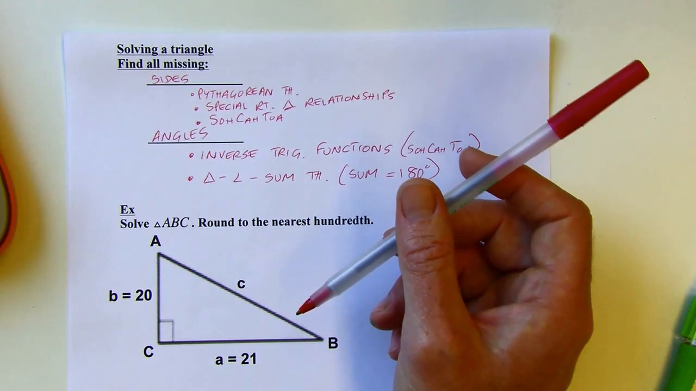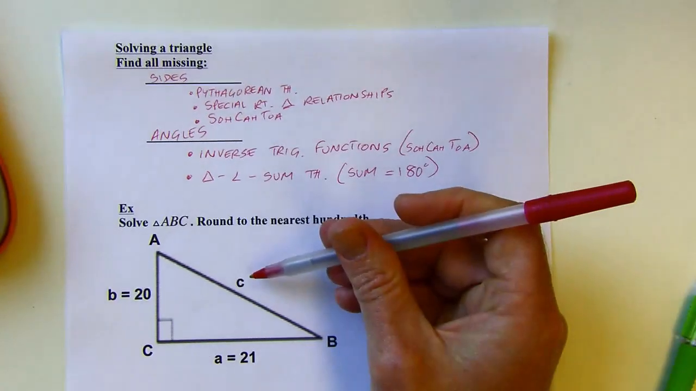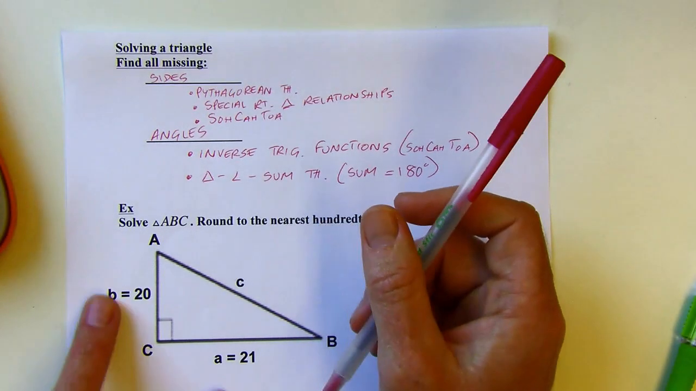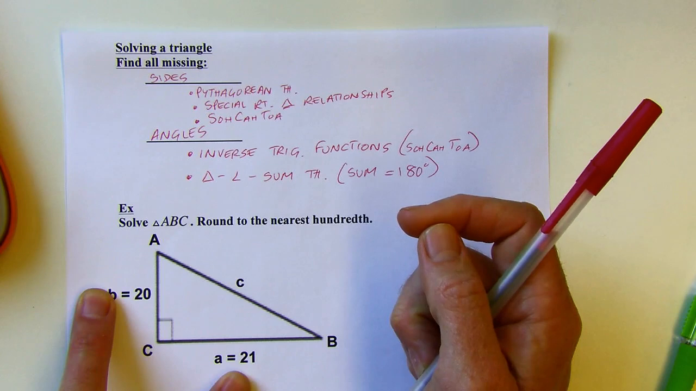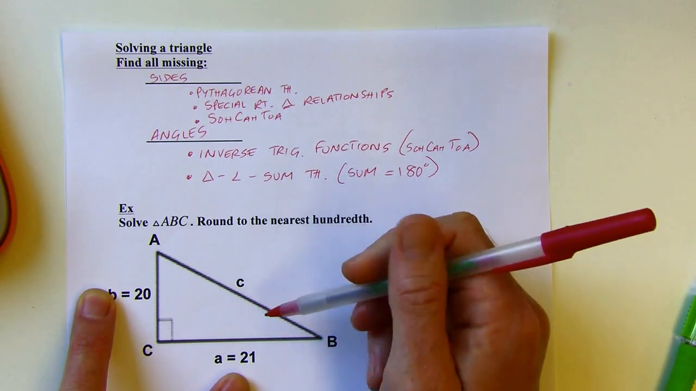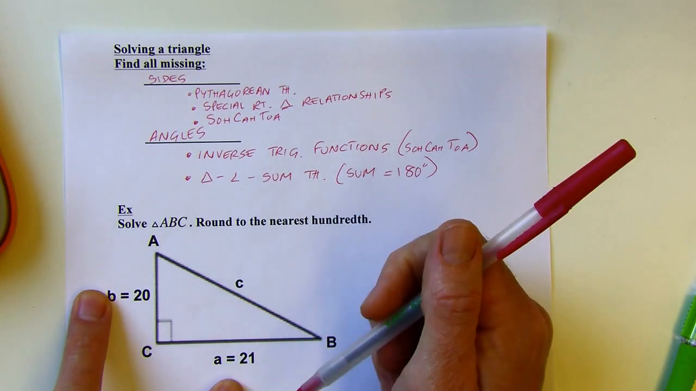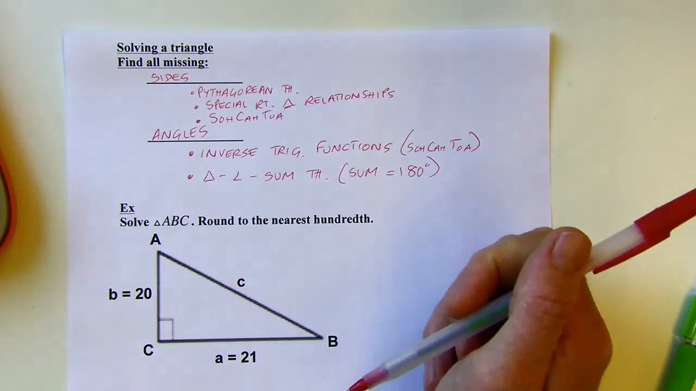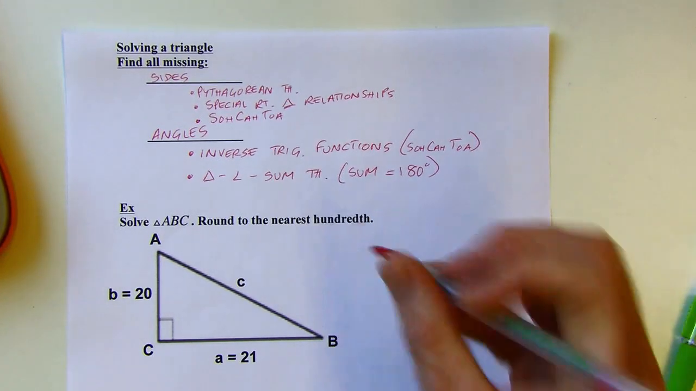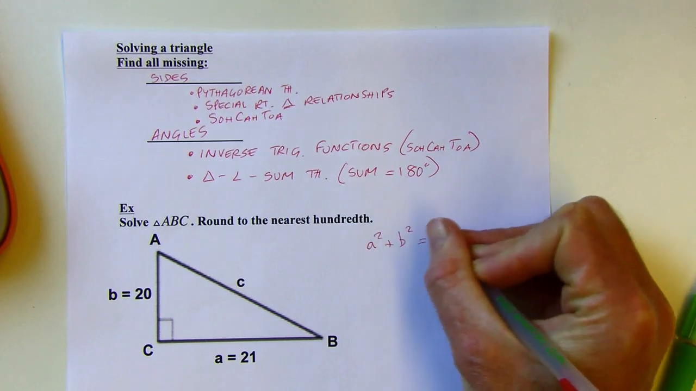Okay, so let's start by finding side C. I can do that because I can use the Pythagorean theorem. I don't actually have enough for SOHCAHTOA right now. Well, actually, I could use SOHCAHTOA because I've got 2 sides. If I was at one of these 2 angles, I could do that. But I'm going to use the Pythagorean theorem. Why not? A squared plus B squared equals C squared.